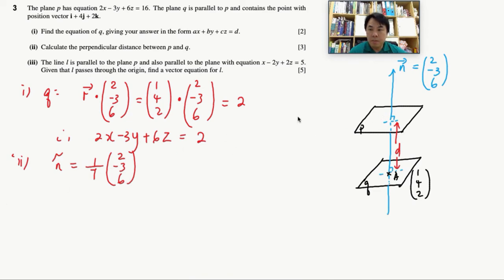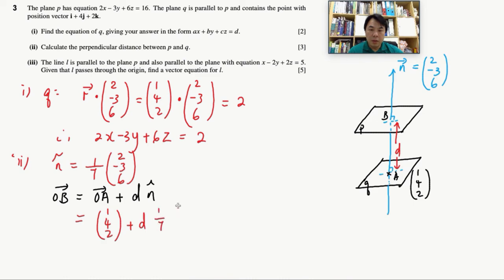Therefore, if there is another position B here, then we will know for sure OB must be OA. It must walk from A here and then travel D units in the direction of the unit vector. So that will be D units multiplied with the unit vector. So this is how many units you need to walk from A here. From here we're going to solve this. We know OA is given as (4, 2, 2) plus D times the direction vector here, which is 1 over 7 times (2, -3, 6). Okay, so that's how it looks.